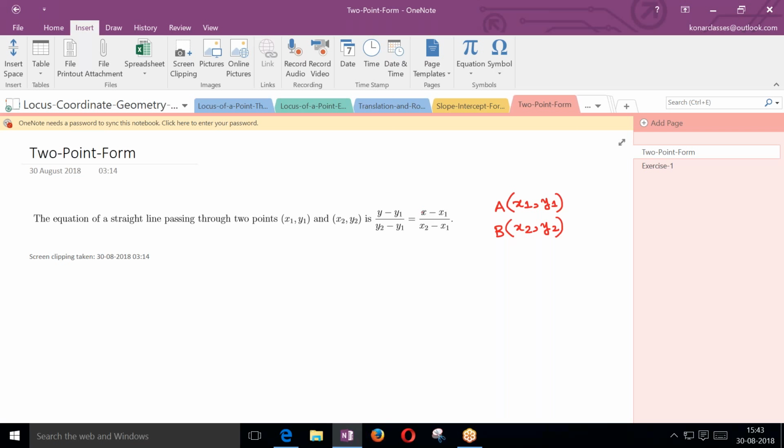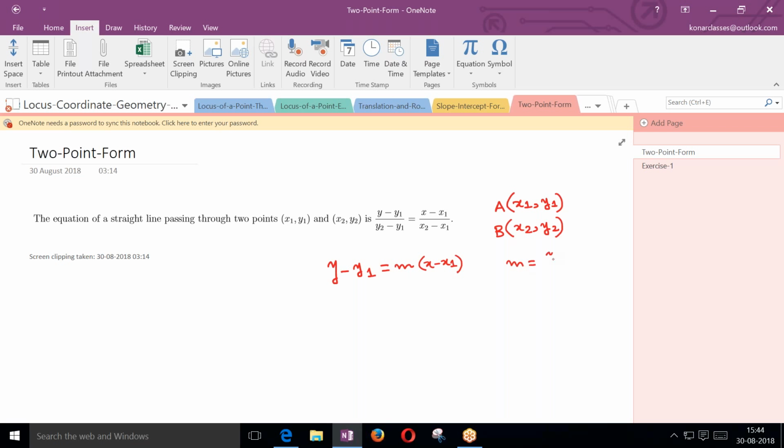So let's assume that the straight line is passing through the fixed point (x1, y1) and having a slope m. Then what will be the equation from whatever we have learned so far? y minus y1 is equal to m into x minus x1. That is the point slope form. Now as two points are given, what is the value of m?